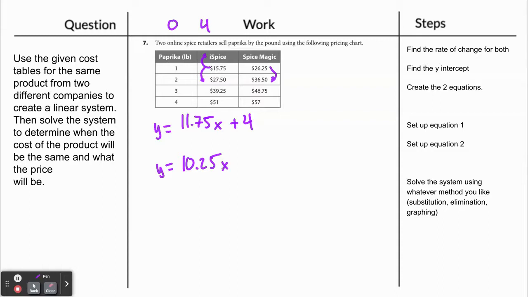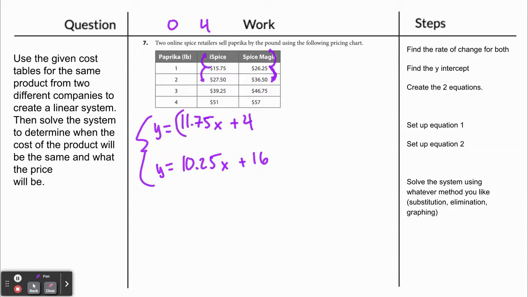Next, we have to figure out what the y-intercept is, or what is the cost when there are 0 pounds. So again, instead of going up by 10.25, we're going to go down to check how much it costs at 0 pounds. And if we take 26.25 and subtract 10.25, we'll get 16, which is our y-intercept. So now we have our system of equations here. Now all we got to do is solve.